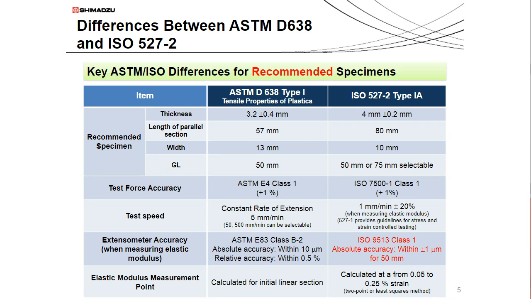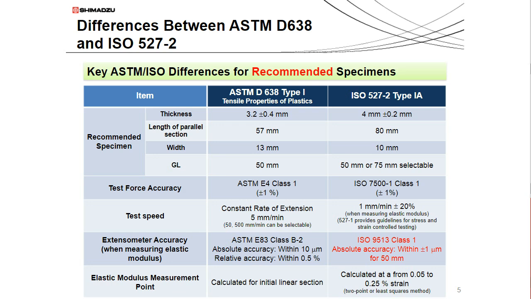ISO, on the other hand, uses a 50 or 75 millimeter standard gauge length, although there are other options available as well for standard dimensions. And the required test speed is defined differently. It's defined as approximately 1% per minute strain, which comes out to 1 millimeter per minute for the standard samples, based off of grip-to-grip distance of approximately 100 millimeters. The load cell accuracy requirements for ISO are the same, however, they define extensometer accuracy differently, which results in a lower absolute accuracy requirement of plus or minus 1 micron.